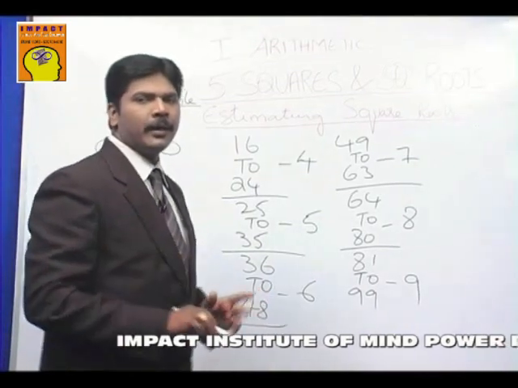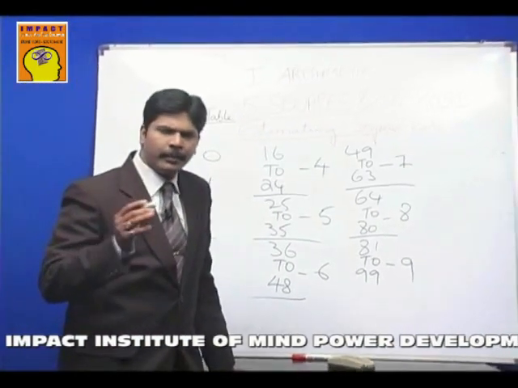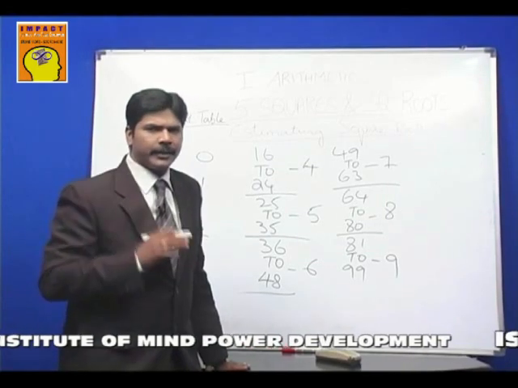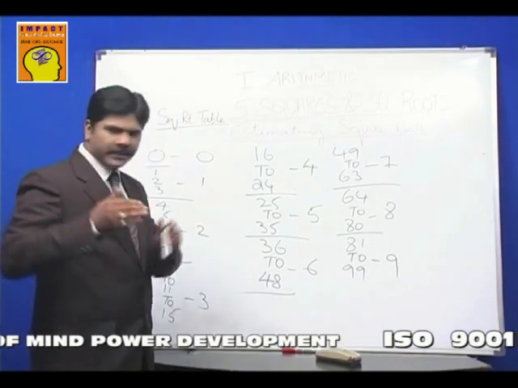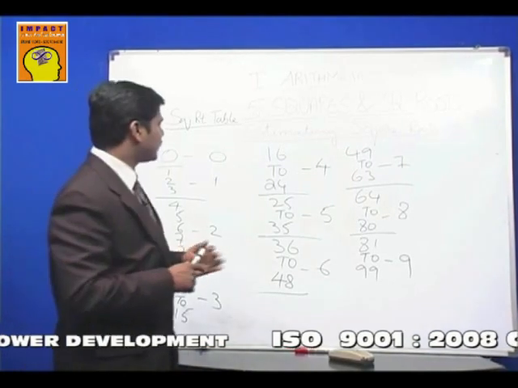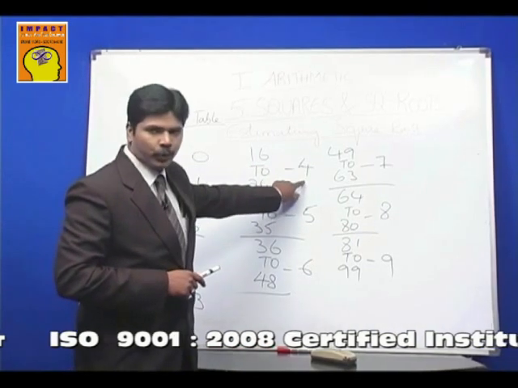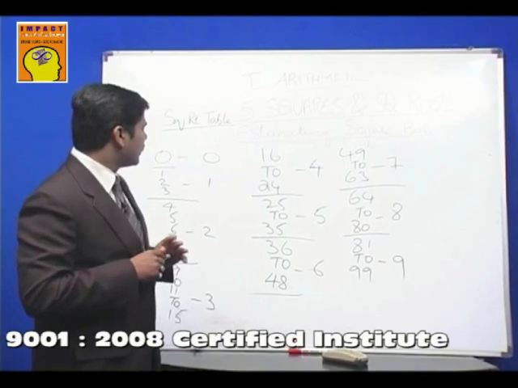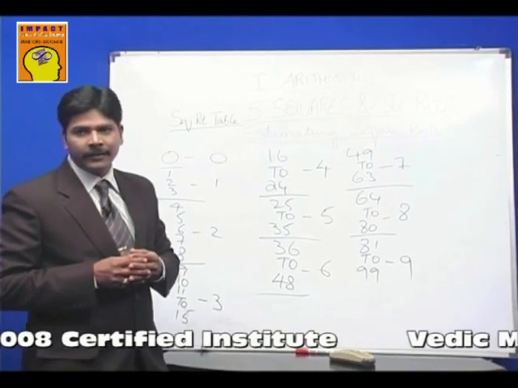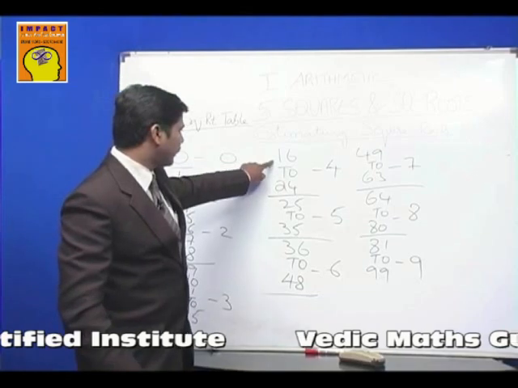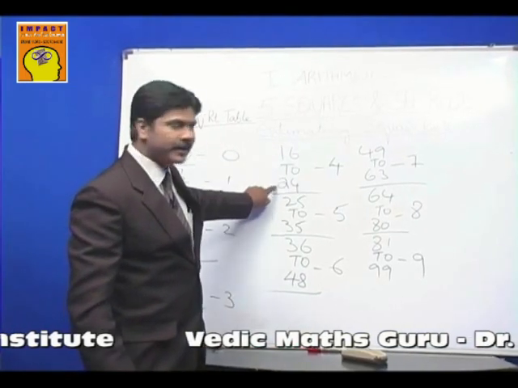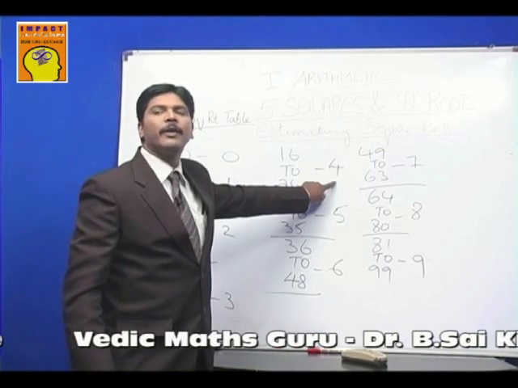Now let's do some practical exercise before we go any further. I'll be asking you some numbers. You try to guess what could be the square root. The left side has the numbers and the right side has the square roots. Can you tell me the square root of 18? See, 18 falls somewhere here, from 16 to 24. For all those numbers, the square root will be 4. So the answer will be 4.